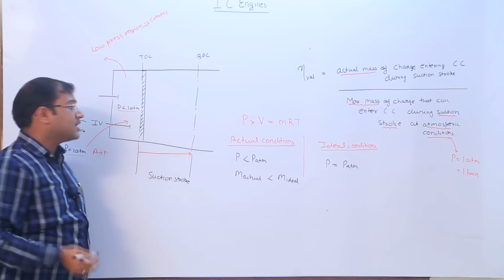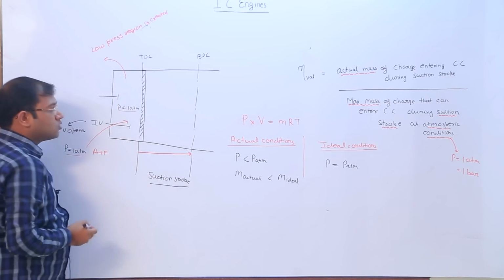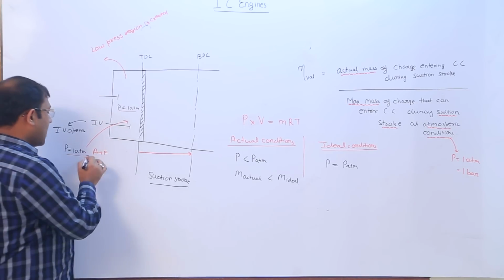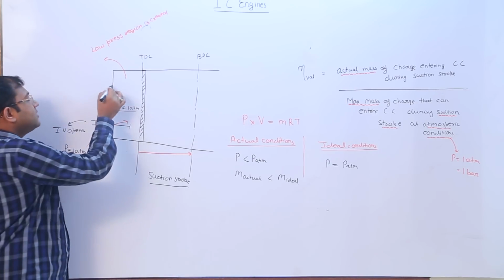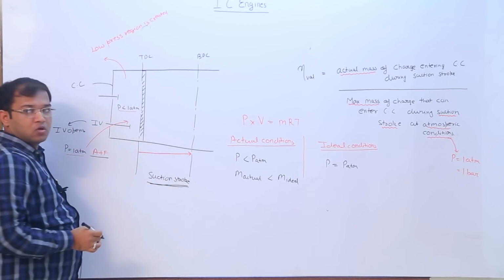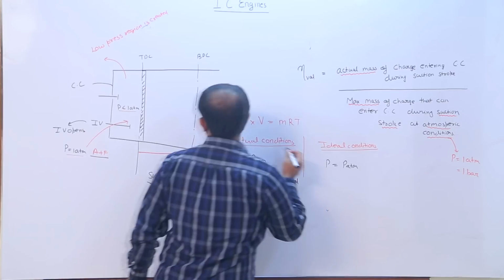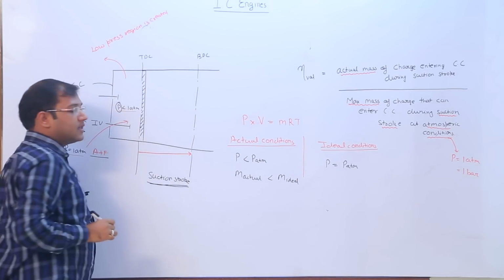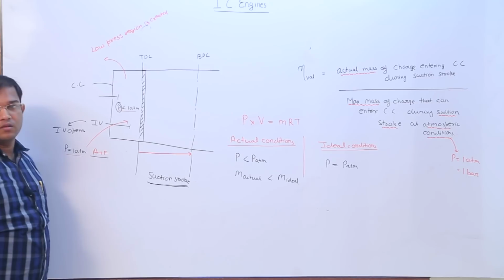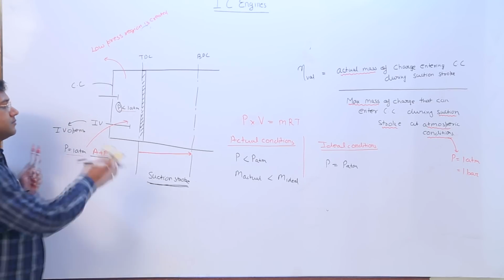The mass of charge entering this combustion chamber during the suction stroke in actual conditions divided by the mass of charge entering this combustion chamber during the suction stroke when the pressure inside the combustion chamber is equal to 1 atmosphere. This is the definition of volumetric efficiency.